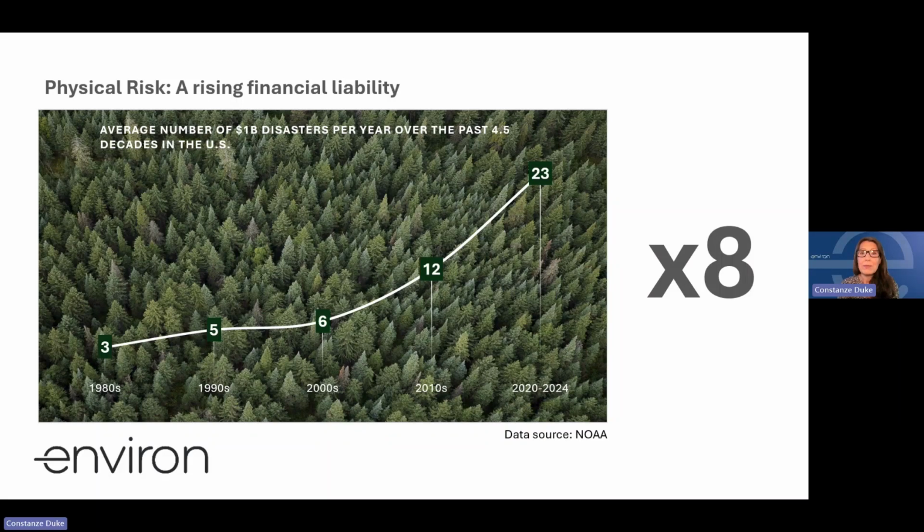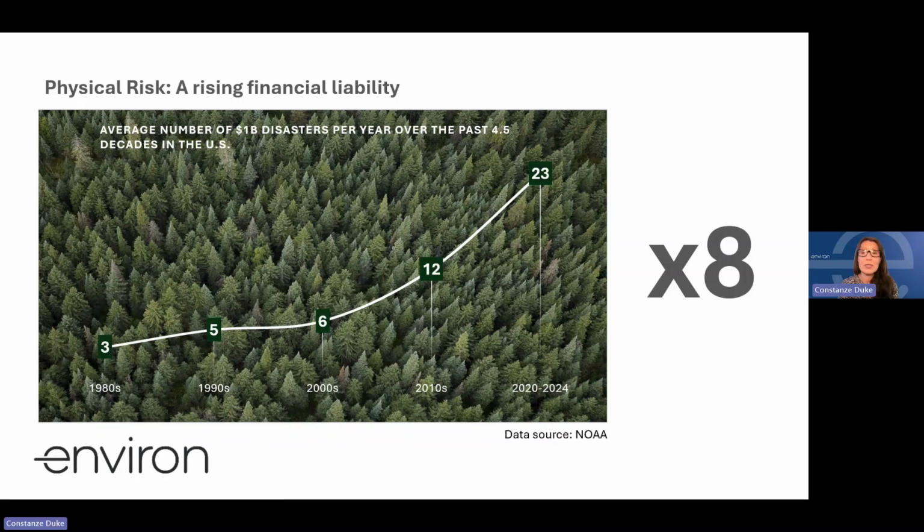So globally, the number of climate-related disasters has increased 5-fold from the 1970s to the 2010s, according to the World Meteorological Organization. In the US, billion-dollar disasters have quadrupled over the same time frame, and then they doubled again when we look at the average number of disasters so far this decade compared to the 2010s.